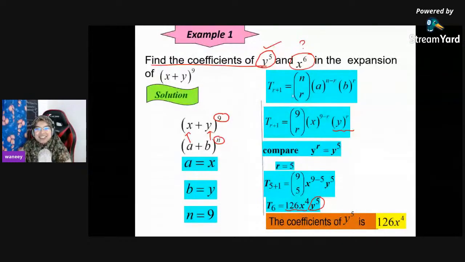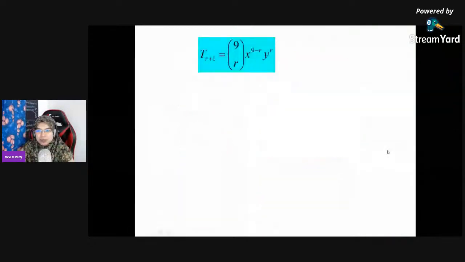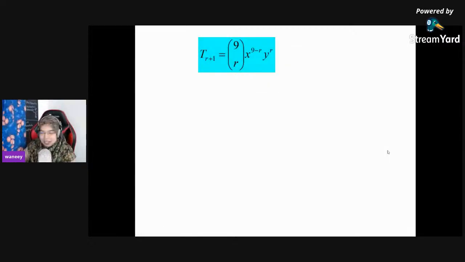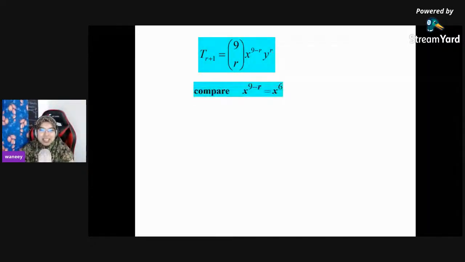Okay, so now let us check. Are we going to get the same answer or not? Okay, so now this is what we have previously. 9Cr, x to the power of 9 minus r, y to the power of r. Okay, so we are going to compare for the x. So x to the power of 9 minus r is x to the power of 6. So when you compare the index, you are going to see that r is equal to 3.